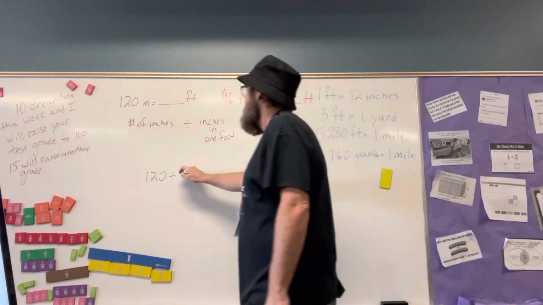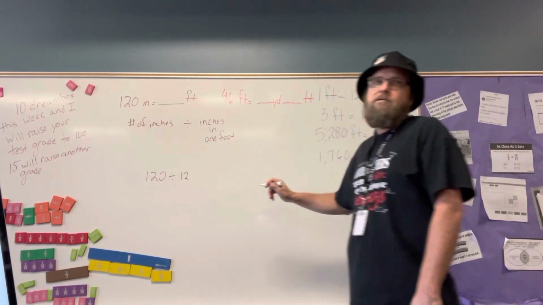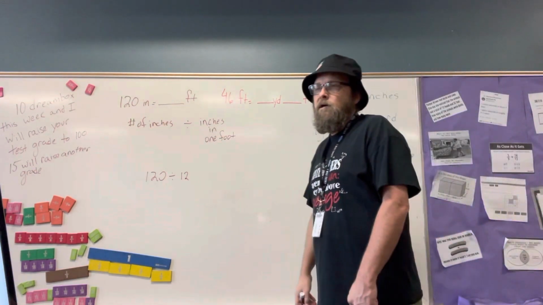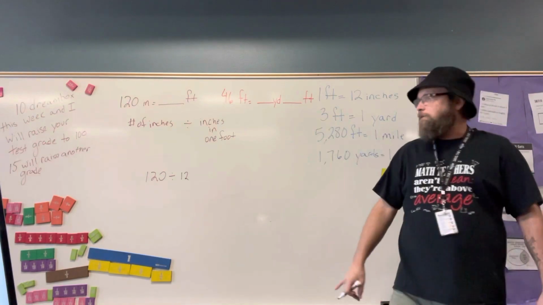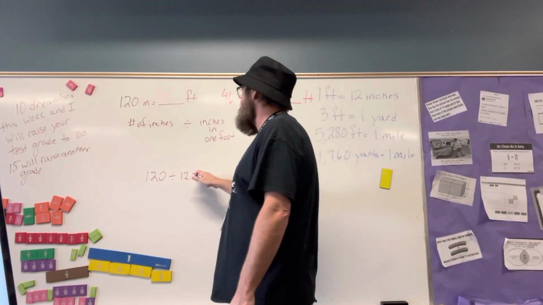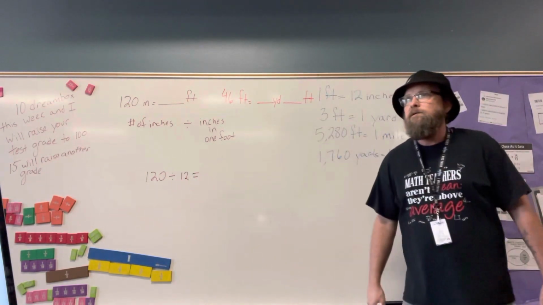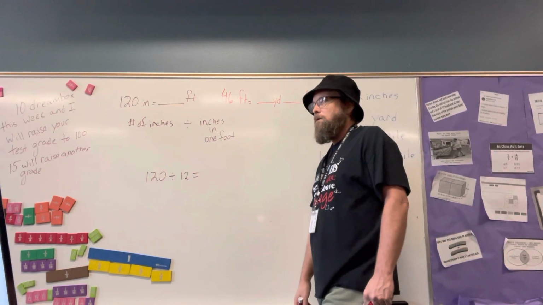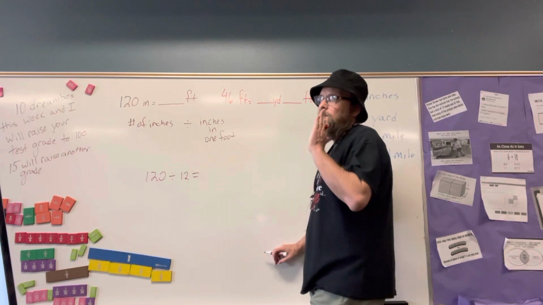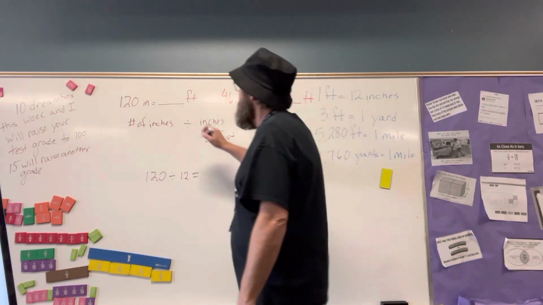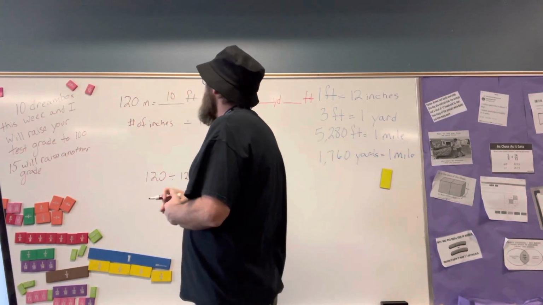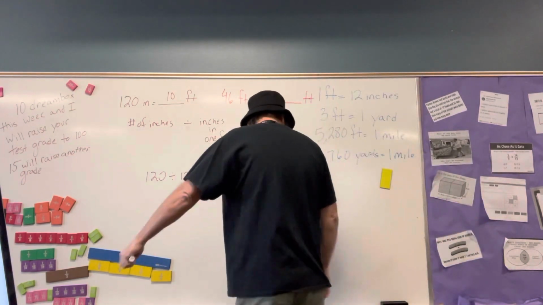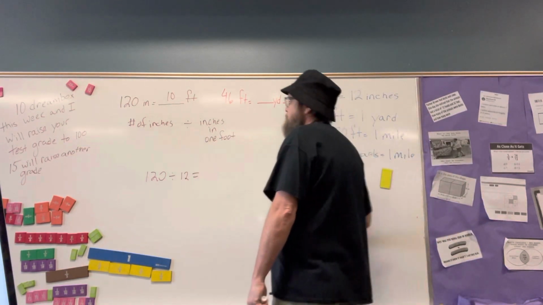12. He doesn't have to have that memorized because it's right here in your journal and on the Google Slides presentation you'll get today. And Sam, 120 divided by 12 is? 10. Good. So 120 inches equals 10 feet.